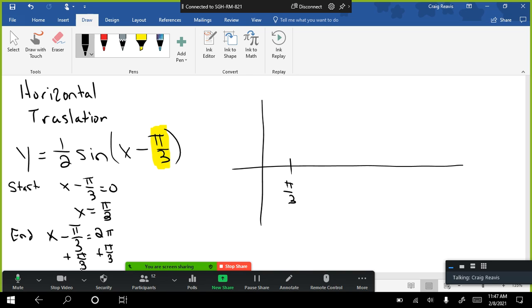I'm going to have to find a common denominator of 3. So would everybody agree that 6 pi over 3 is equivalent to 2 pi, right? Plus pi over 3. So this ends at 7 pi over 3. Now from there, I need to find the points in between those. Then I need to find the points in between that and that.